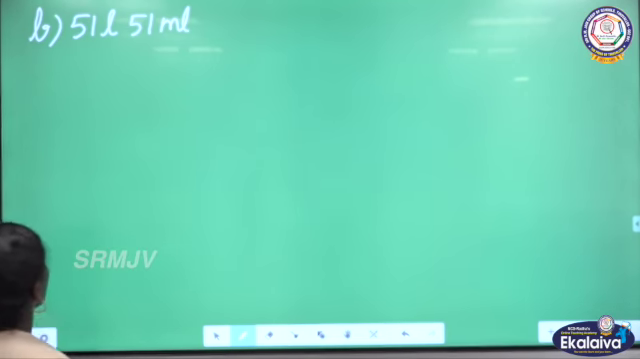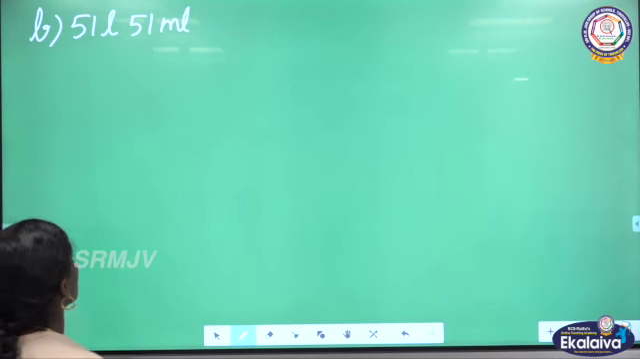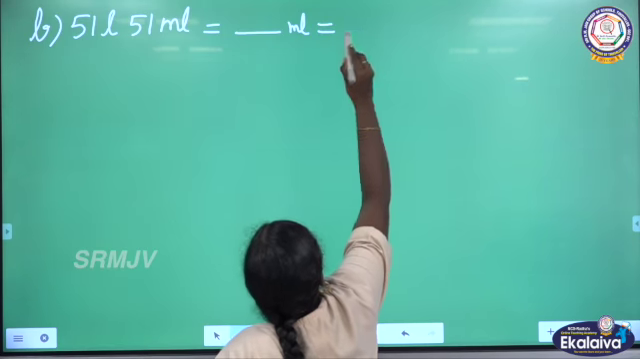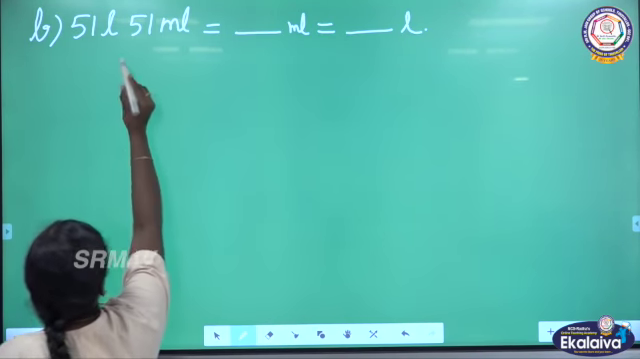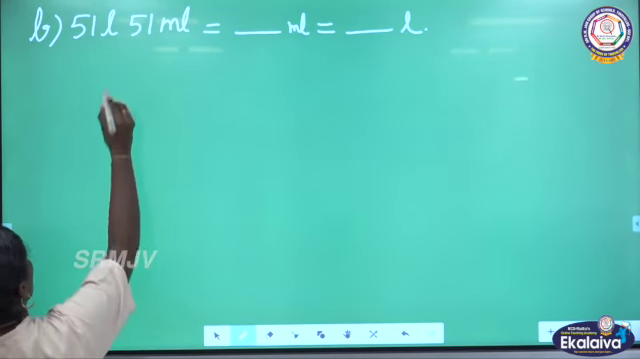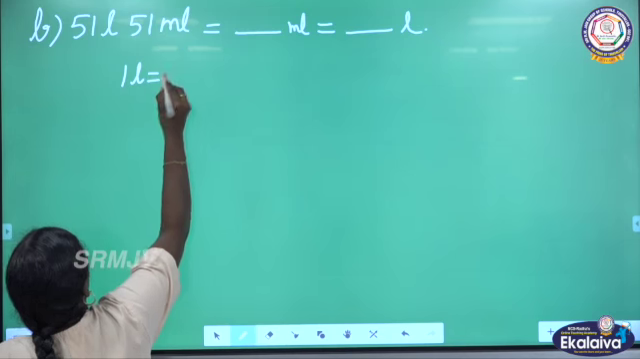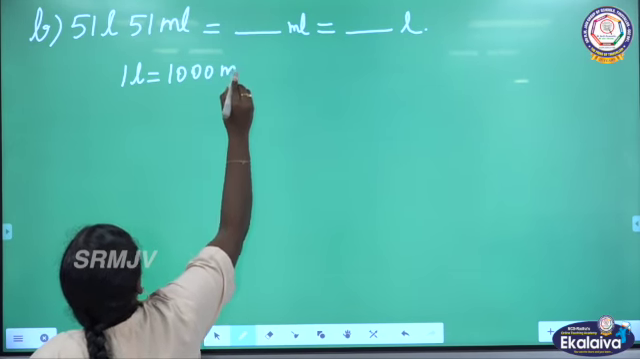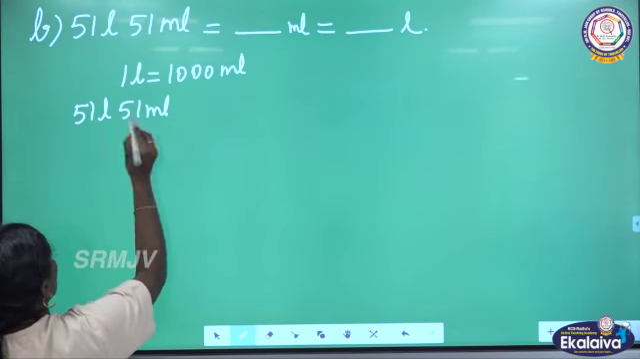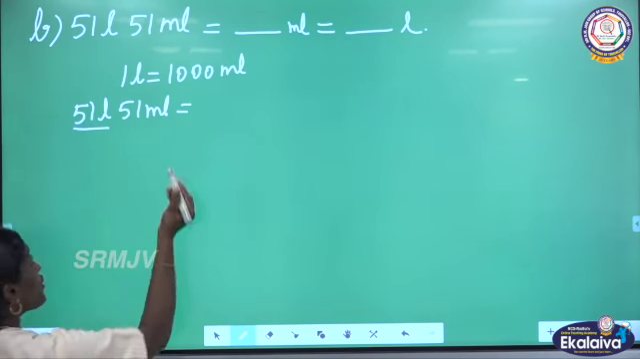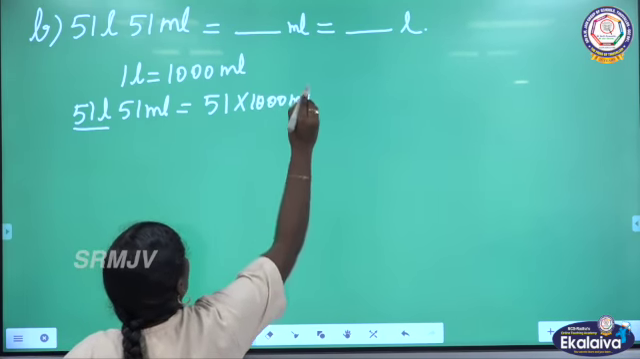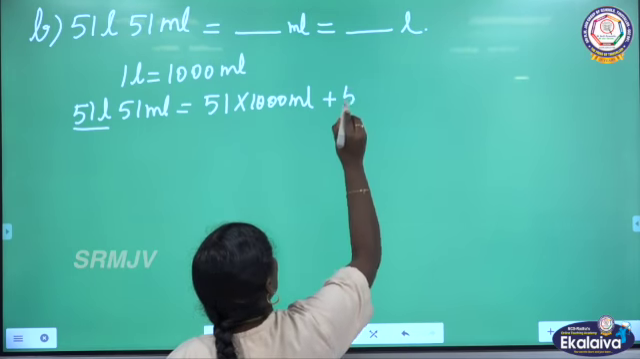The next one, 51 liter, 51 milliliter. Now, we are going to write as milliliter as well as in liter. Okay. So, first we are going to convert liter to milliliter, that is greater unit to smaller unit. So, we have to use multiplication. 1 liter is equal to 1000 milliliter. Here 51 liter, 51 milliliter. Now we are going to convert 51 liter to milliliter. So 51 into 1000 milliliter plus already 51 milliliter is there.